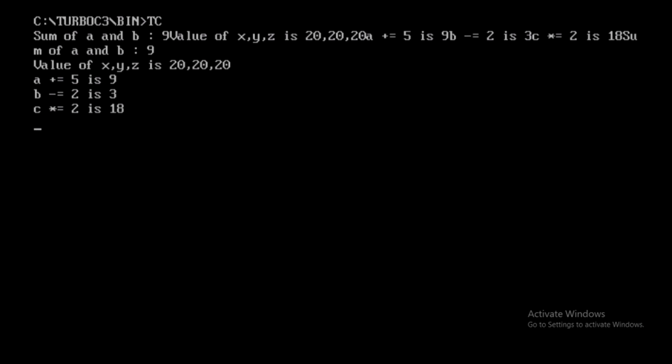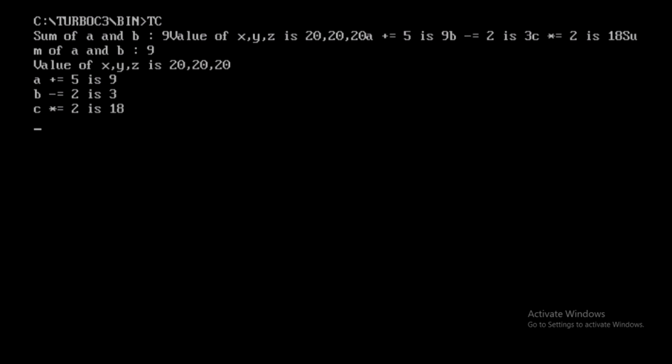So you guys can see sum of a and b is 9. Okay, x and y is 20, 20, 20 is great. A plus equal to 5 is 9. A was 4 and a is equal to a plus 5, which means 4 plus 5 is 9. Very good. Then we have b minus equal to 2, which means b was 5. b is equal to b minus 2, which means b is equal to 5 minus 2, which means 3.